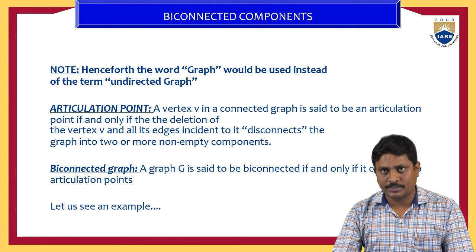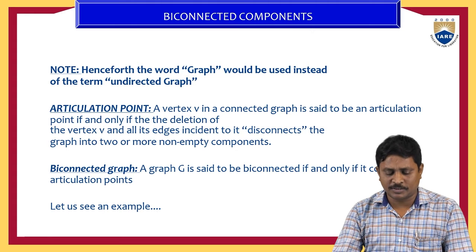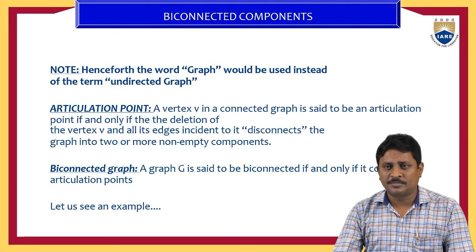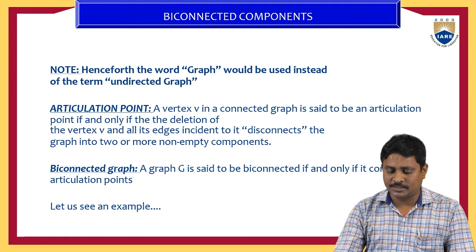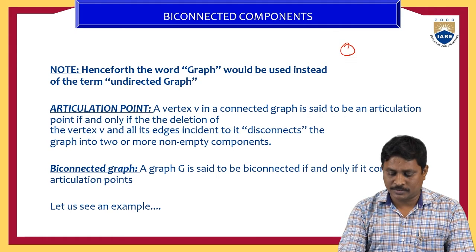Bi-connected components. Before discussing this, we first discuss the articulation point. In a connected graph, if you remove any vertex and it divides into two or more subgraphs, then that point is called an articulation point. For example, here.